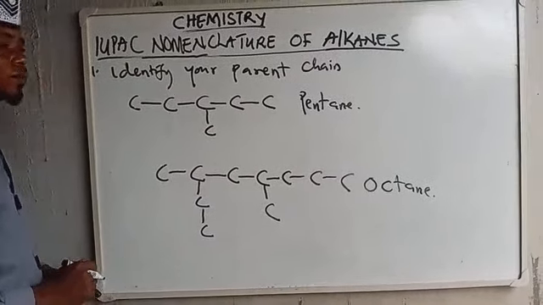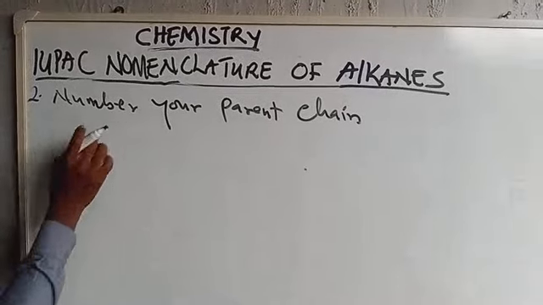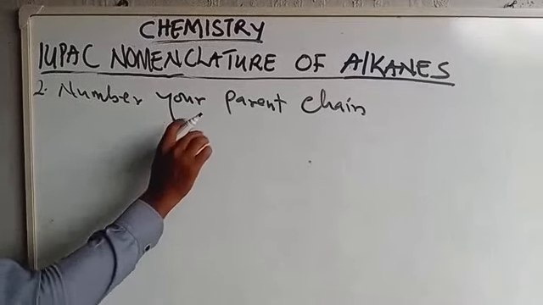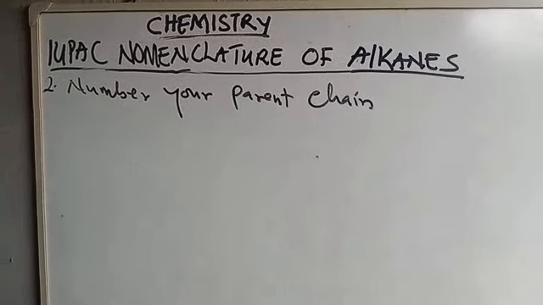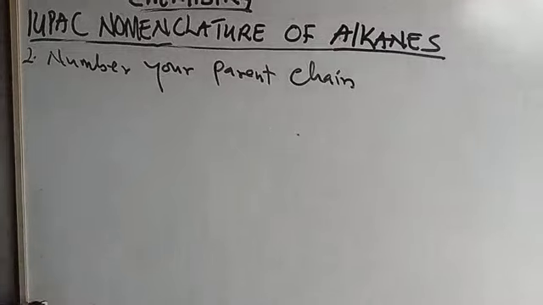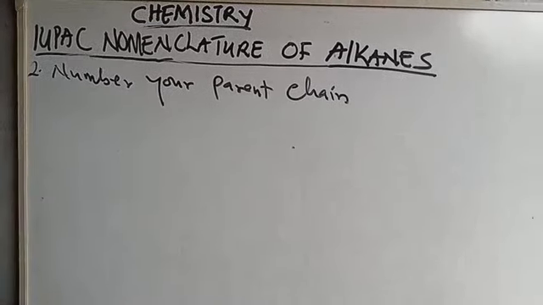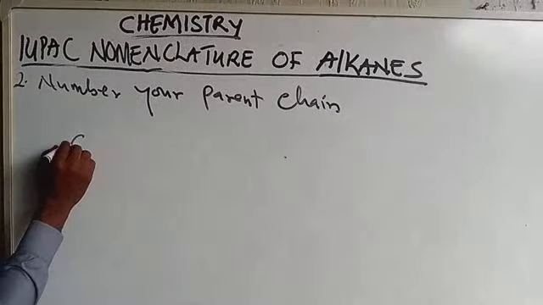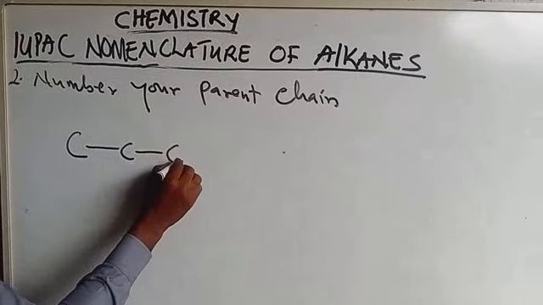Rule number 2. Rule number 2 is for you to number your parent chain from the side that gives the side chain the smallest possible number. So if I have this, 1, 2, 3, 4.